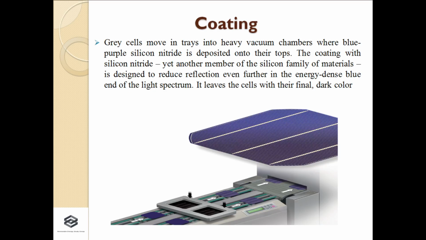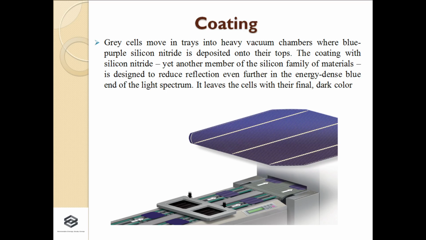Once the diffusion process has happened, it is required to coat it. When we look at the solar cell, it looks like a purple or bluish color. It is because of the layer of silicon nitride that we pass over this silicon layer. To give the silicon cell the proper color, we require silicon nitride to be passed over this solar cell, and the gray colored solar cell is converted into a bluish purple color.